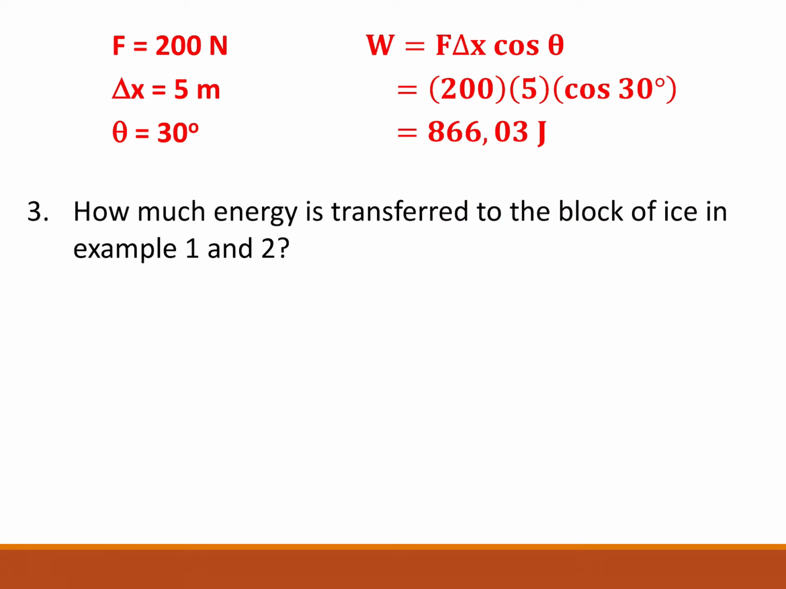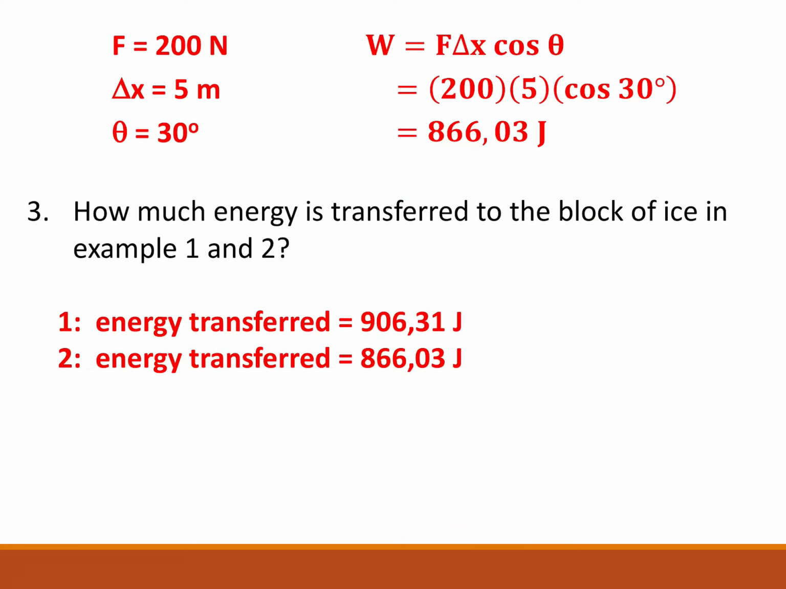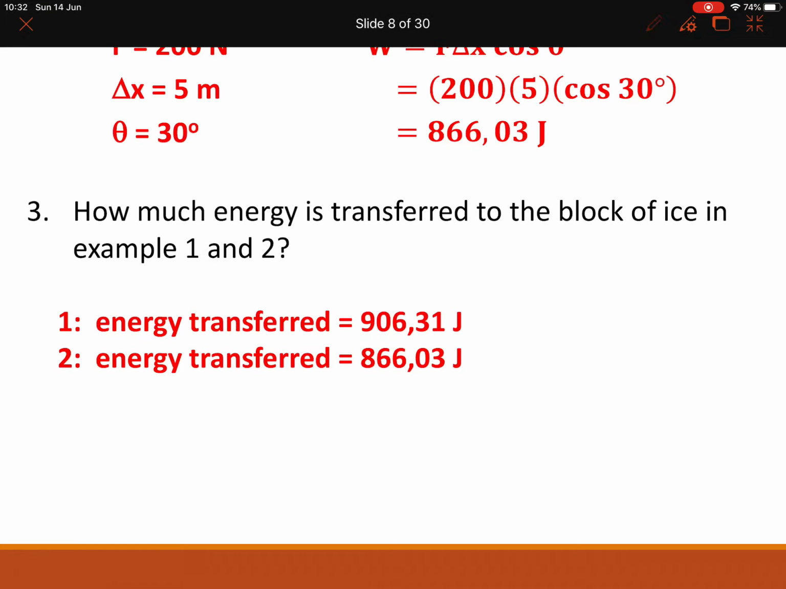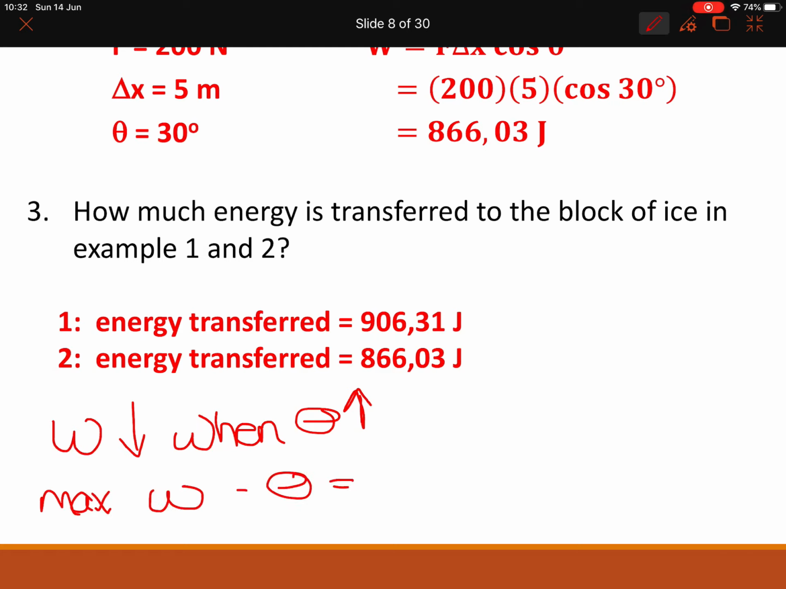Okay? How much energy is transferred in both examples? Well, the energy transferred is the amount of work done. Energy in number 1 is 906.31, and in number 2, 866.03. So please remember, and I'm just going to write it in here for you, that work decreases when theta increases. Okay, that's really important.